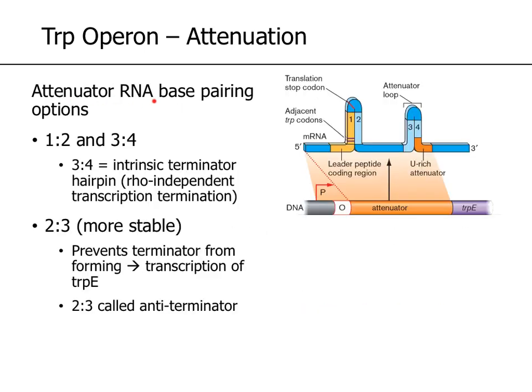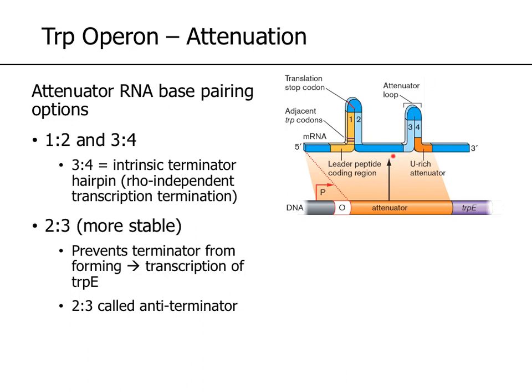The attenuator is this stretch of RNA, and it has different options for binding. These are the different regions. The first option is for when regions 1 and 2 bind, and 3 and 4 bind. So if 1 and 2 bind together, that means 3 and 4 will bind together. This results in the formation of an intrinsic terminator hairpin. Remember this from rho-independent transcription termination. It's this terminator formation with the U-rich sequence at the end.